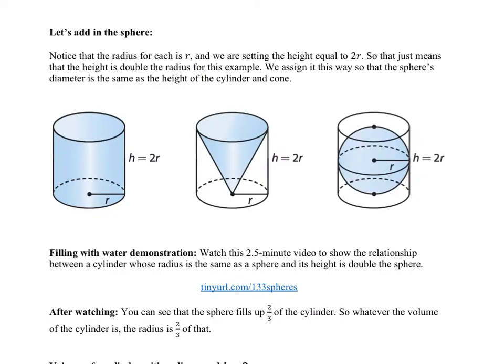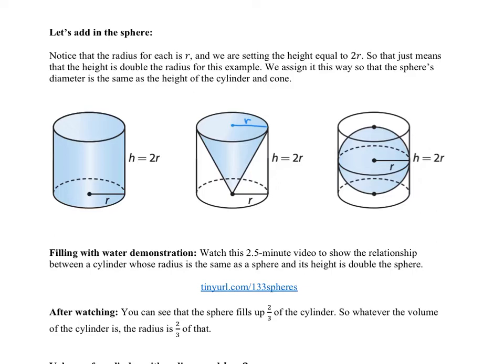So on the next page of your notes, we have a cylinder, a cone, and a sphere, all contained in the same cylinder, just to reference, to make sure you understand that they are directly related. So notice that the radius for each is r. I'm calling the radius of the base of the cylinder r, the radius of the cone is r, and it's drawn here on the base of the cylinder, but it's also up here, the base of the cone, r. And then it's also the radius of the sphere.